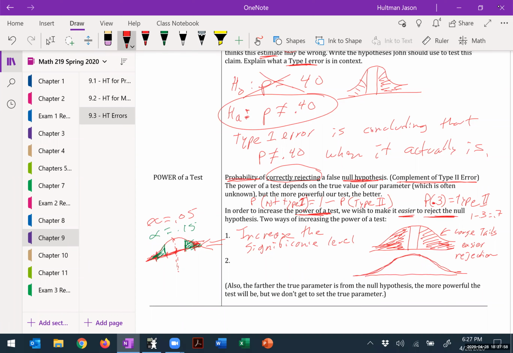We have our middle, our mean. Say that we have 1 standard deviation and 2 standard deviations.